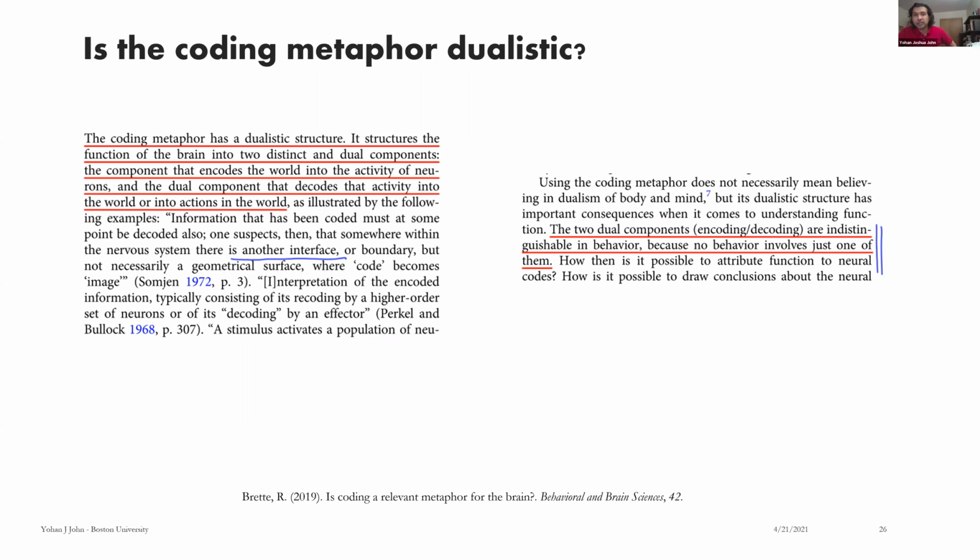So I think his point is that I agree with the first statement, but the dual component, encoding, decoding are indistinguishable in behavior. I don't quite know what it means by that. I haven't read these papers. I'm saying that I think one is sensation, the other one is action. Well, basically, you cannot look at what an animal as a whole is doing without seeing behavior, because even sitting still is a type of behavior. So that's one way of thinking about that.